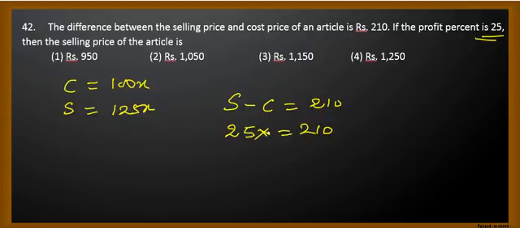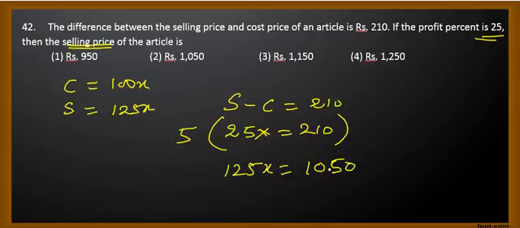Now what is the question asking? What is the selling price? So we have to find the value of 125x. Simply multiply by 5 on both sides. So we get 125x is equivalent to 1050. So the selling price is equal to 1050. So the answer is option 2.